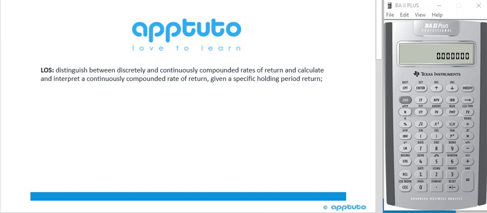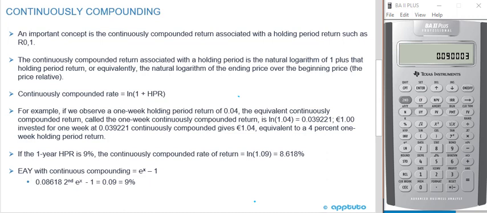This LOS distinguishes between discretely and continuously compounded rates of return, and calculates and interprets a continuously compounded rate of return given a specific holding period return. An important concept is the continuously compounded return associated with a holding period return, such as when you're looking at time 0 and then time 1. The continuously compounded return associated with a holding period is the natural logarithm of 1 plus that holding period return, or equivalently, the natural logarithm of the ending price over the beginning price, the price relative.